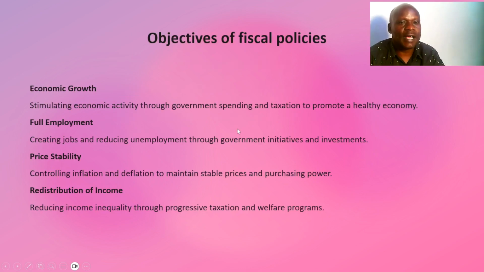The second one asked us to give objectives of fiscal policy. Fiscal policies, again, are also measures that can be introduced into an economy through reducing government expenditure, government spendings, and also through taxation. And we have seen that these particular policies normally are introduced with particular objectives in mind.